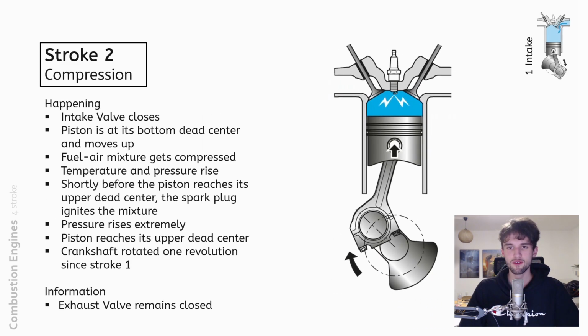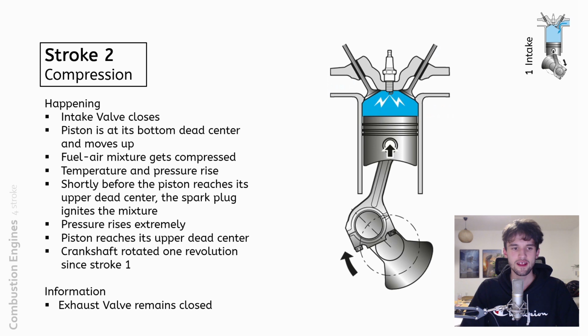At stroke number 2 we have the compression, and the name says it all, it does what it says. First of all, the intake valve is closing, so both valves are closed. The piston now moves up from its bottom dead center, and while doing that it compresses the fuel air mixture because it has nowhere to escape now. Due to the compressing of the mixture, the temperature and most important, the pressure rise.